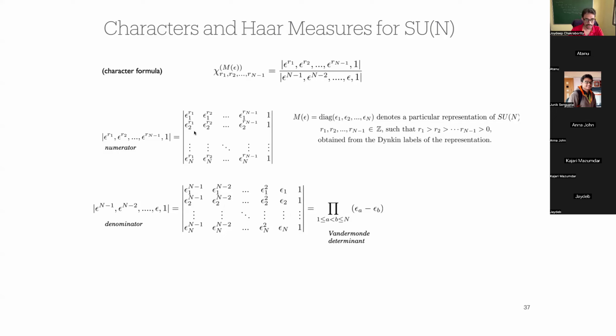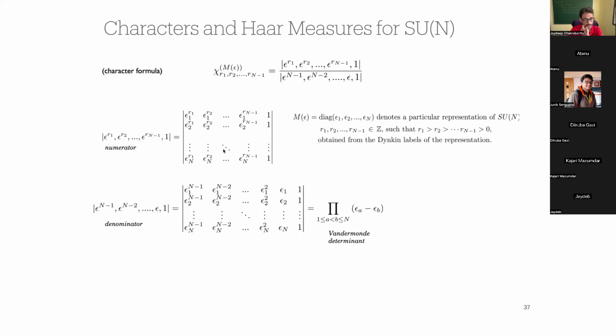Now in the numerator, the epsilons are basically a property of the group again. The small r are the features whose values are different for different representations. So this small r actually captures the effect of different representations.